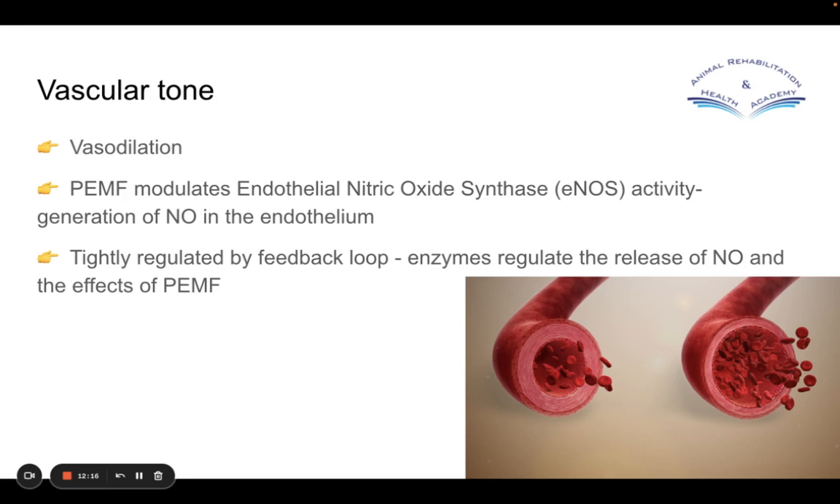So what PEMF does is actually modulate endothelial nitric oxide synthase. It modulates the activity of that. And what that enzyme does is generate nitric oxide in the endothelium and give that signal for vasodilation. It's probably important to mention that this is a tightly regulated feedback loop.